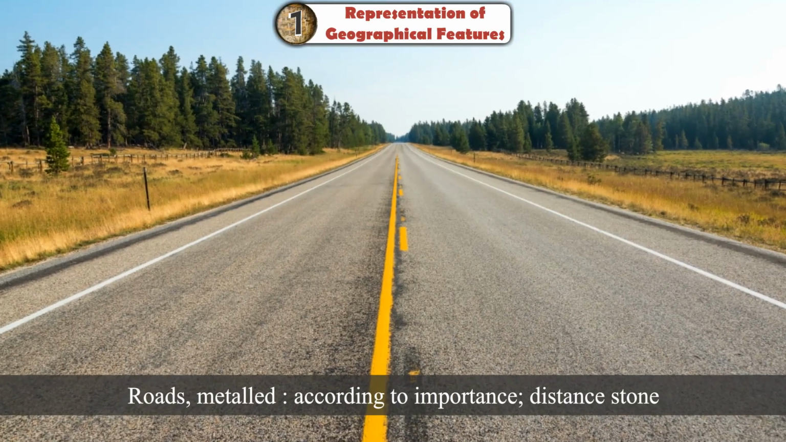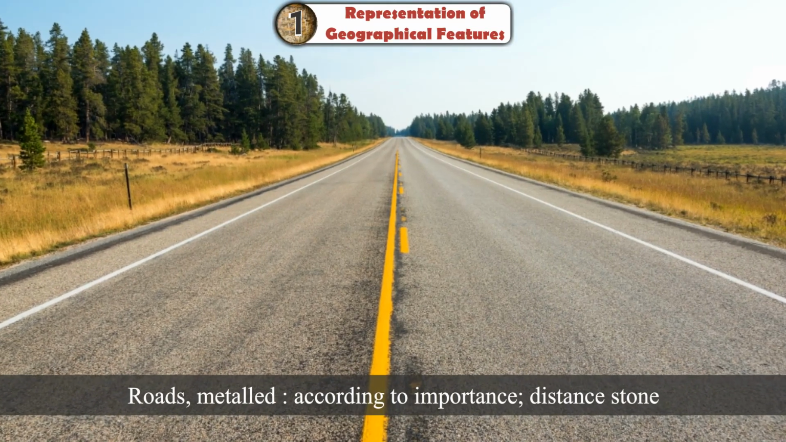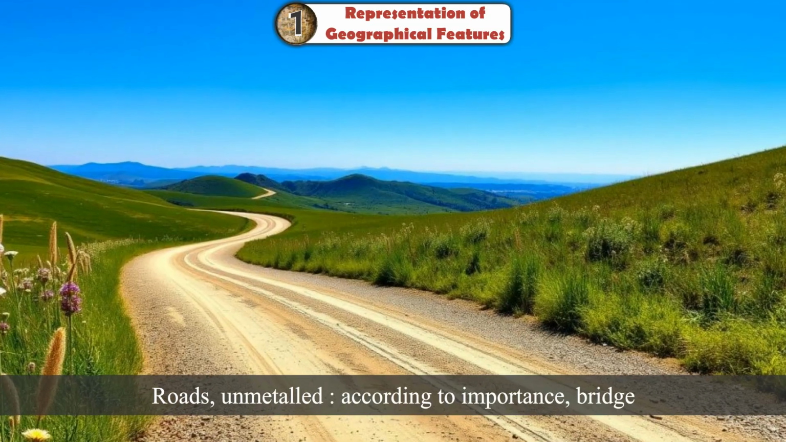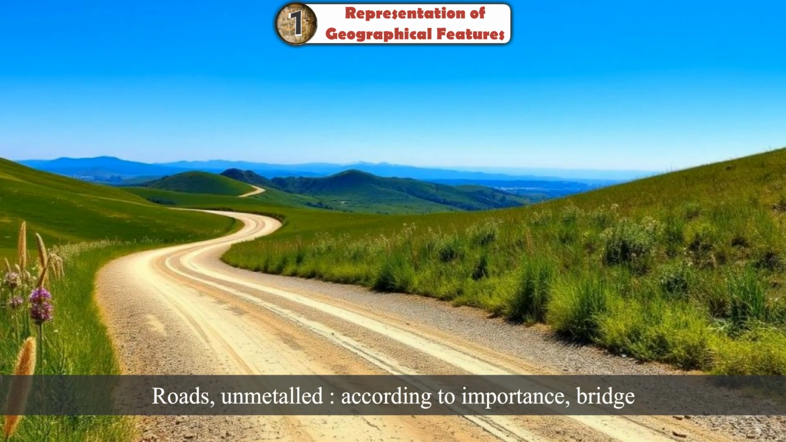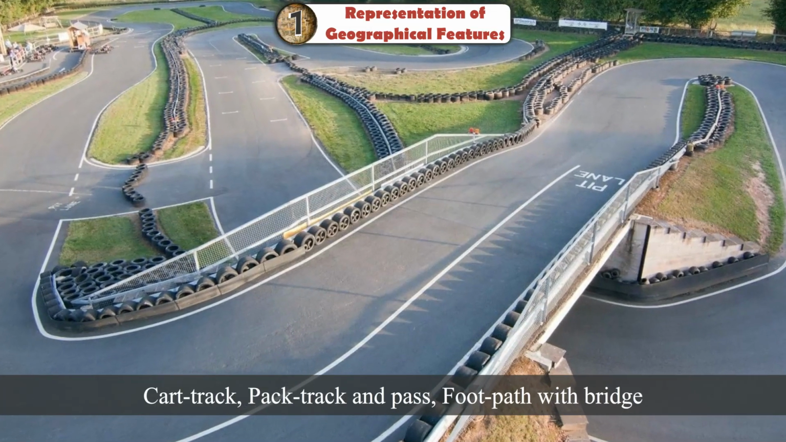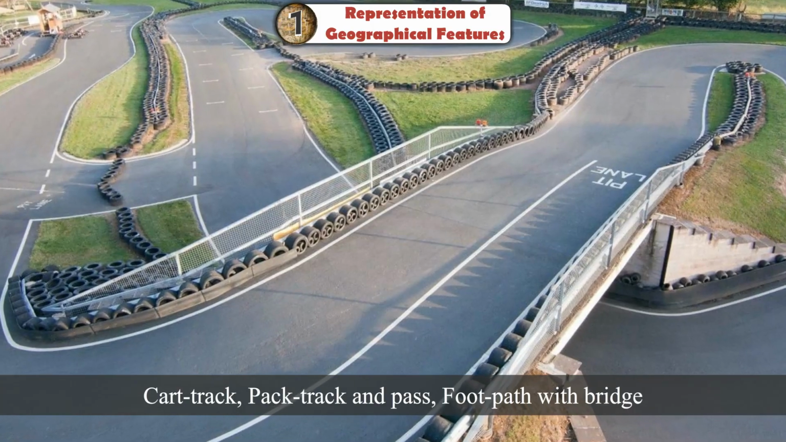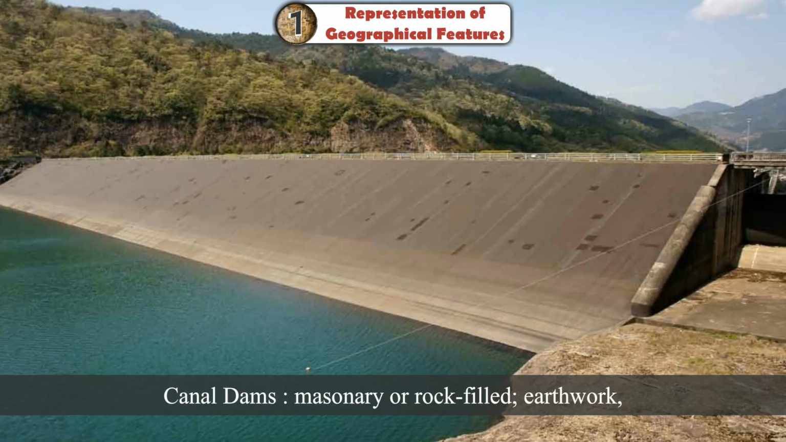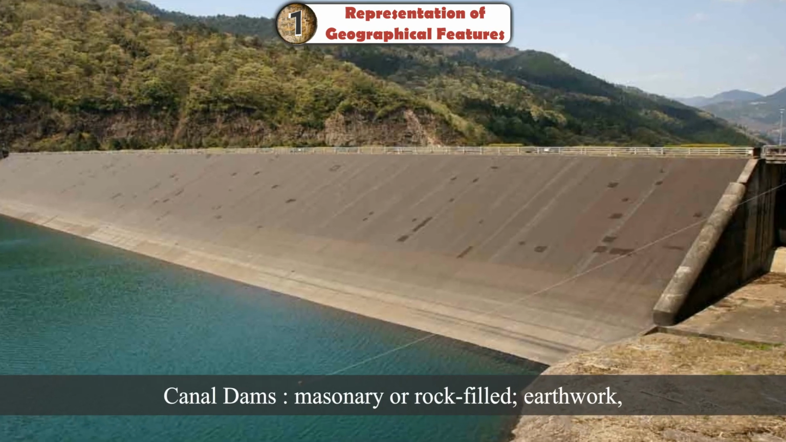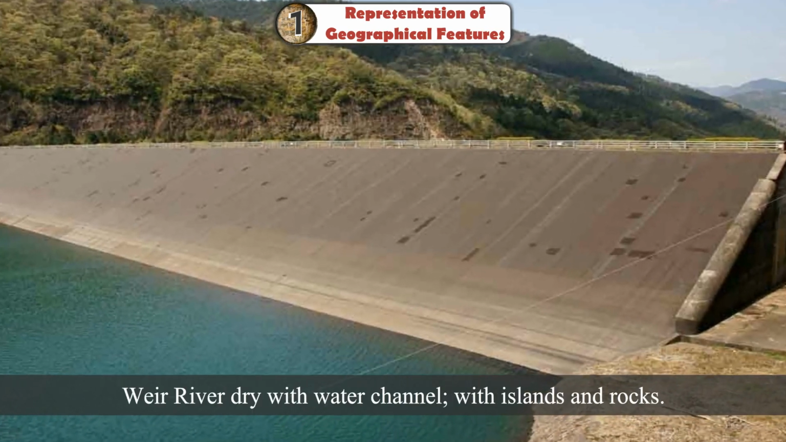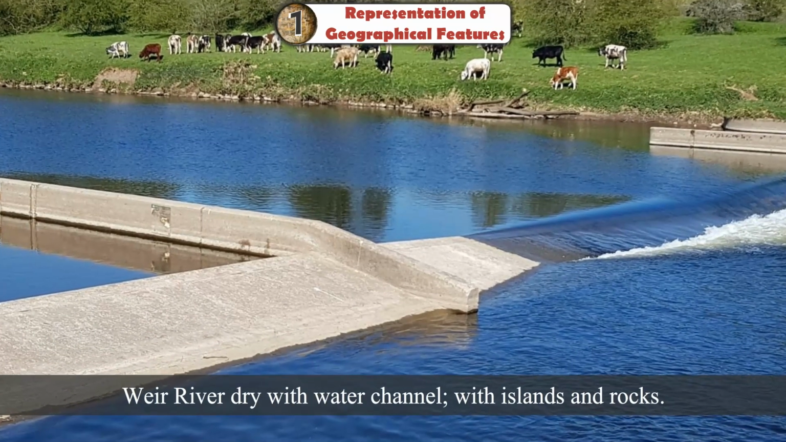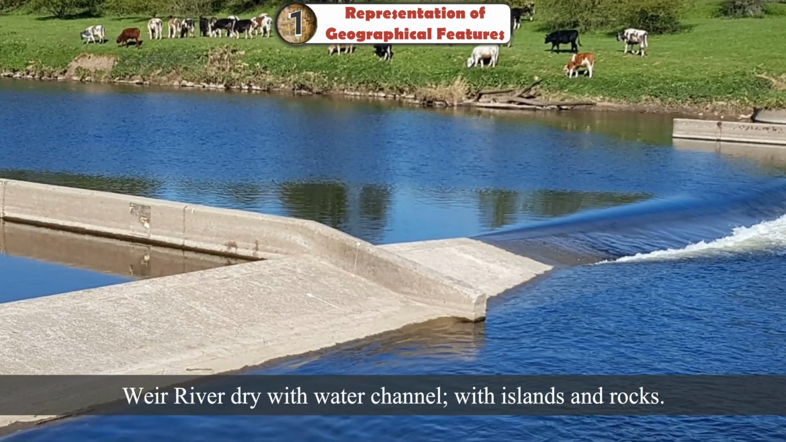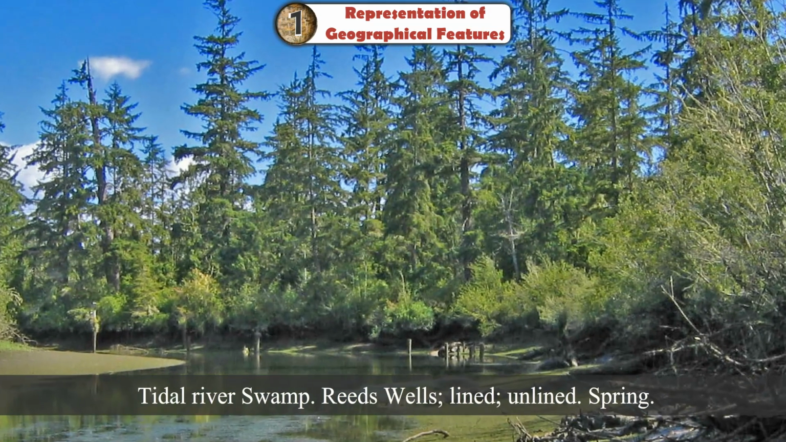Roads, metalled, according to importance, distance, stone roads. Unmetalled, according to importance, bridge, cart track, pack track and pass, footpath with bridge, streams with track in bed, undefined. Canal, dams, masonry or rock-filled, earthwork, river dry with water channel, with islands and rocks, tidal river, swamp.